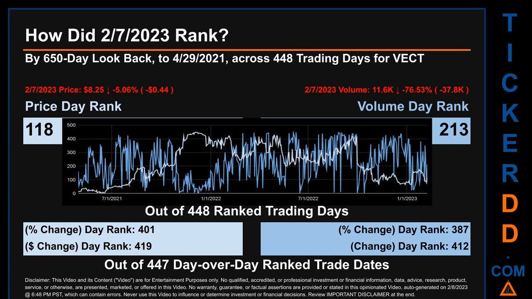The price's day over day percentage change, dropping -5.06% on the 7th of February 2023, had a day rank of 401, while its dollar difference of -44 cents had a rank of 419 when compared day over day across 447 trading days. Volume's percentage change and difference were ranked respectively at 387 and 412.